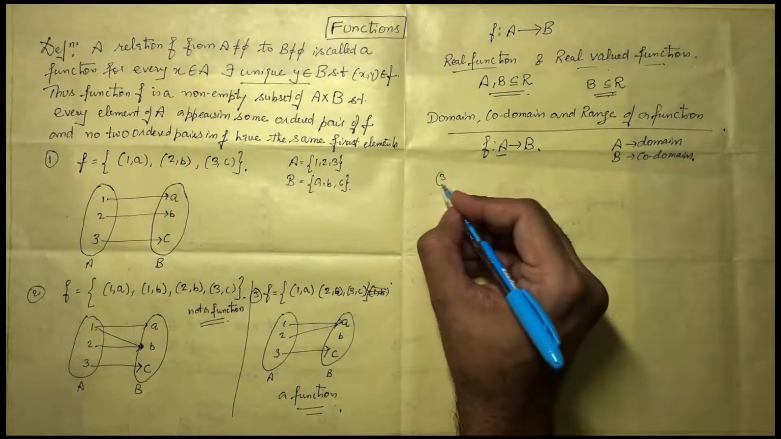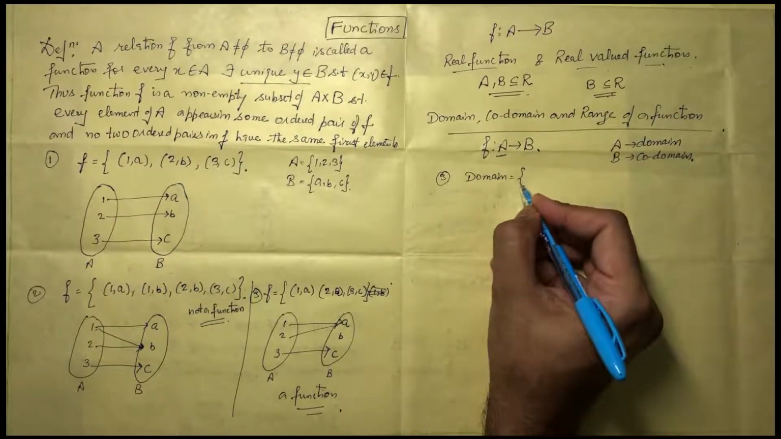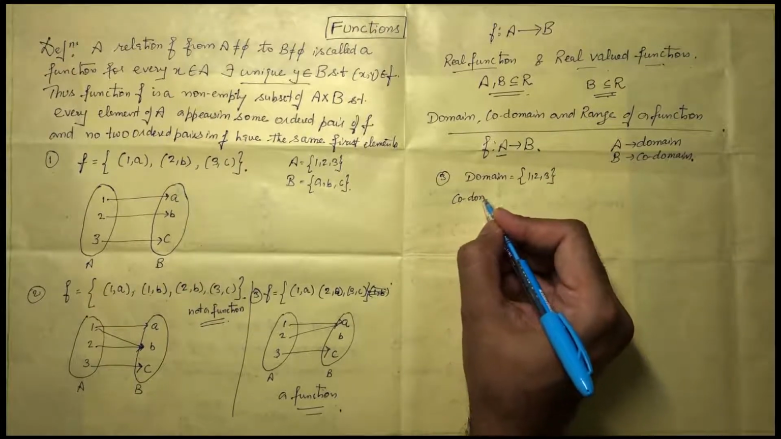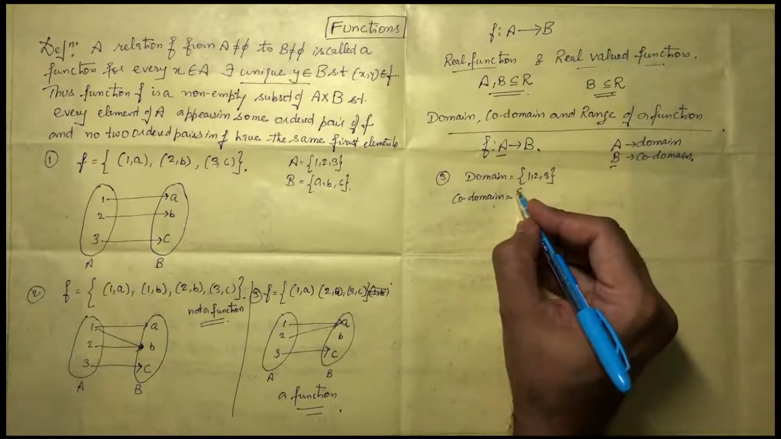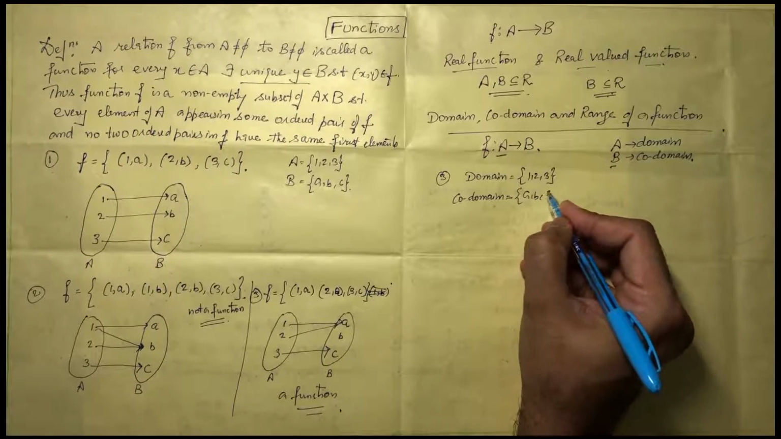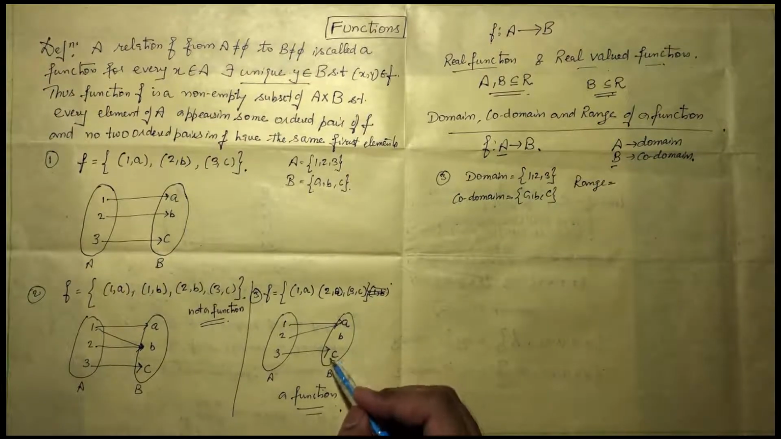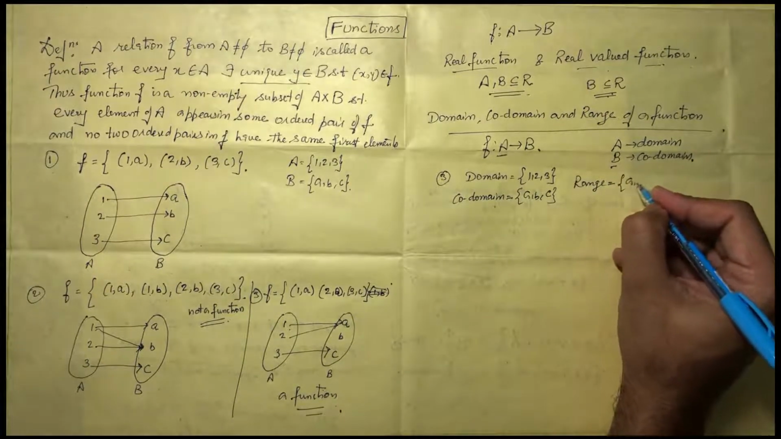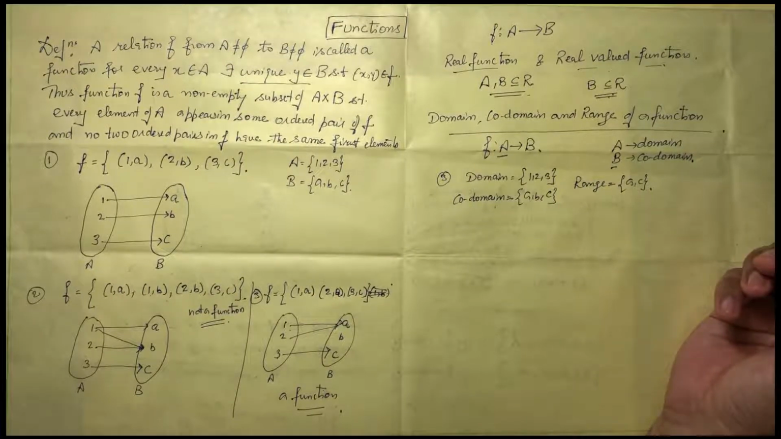In example 3, domain is 1, 2, 3. Codomain we write first. Codomain, as we discussed, is the whole set B, that is A, B, C. And range, the images: see, the only images for 1, 2, 3 are A and C. So range is A and C itself. So this is how we can have the domain, codomain and range of the functions.